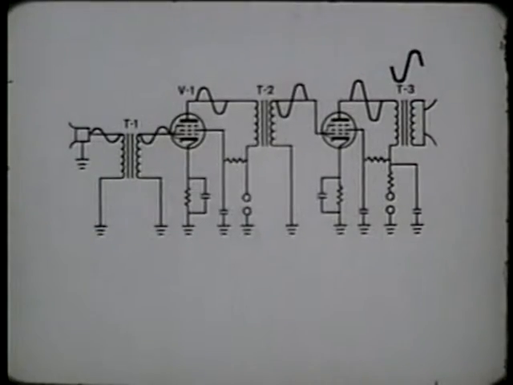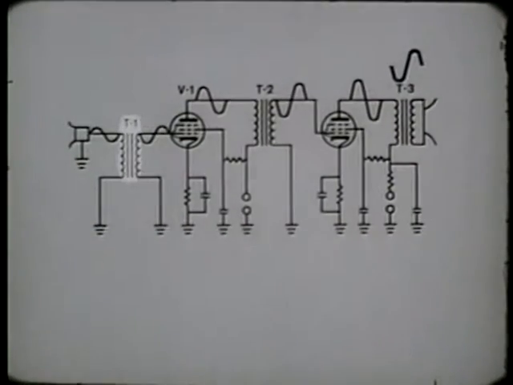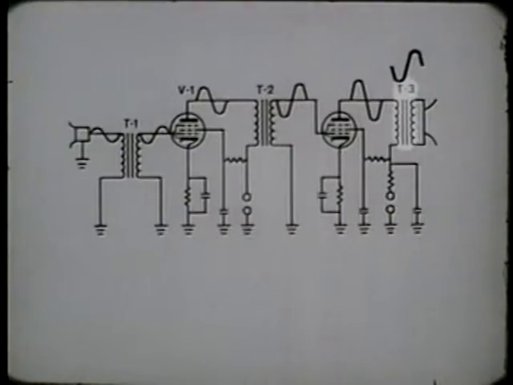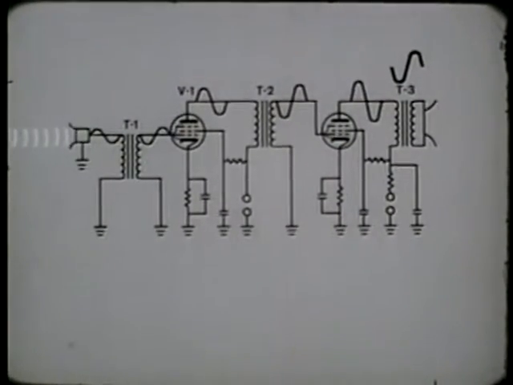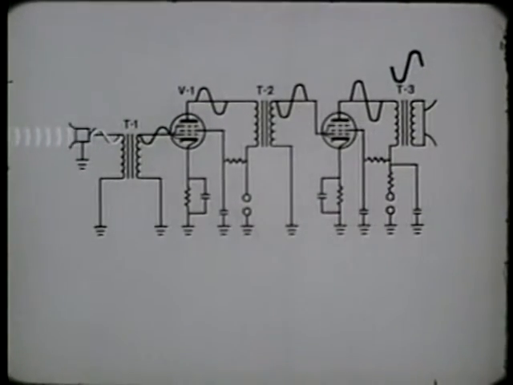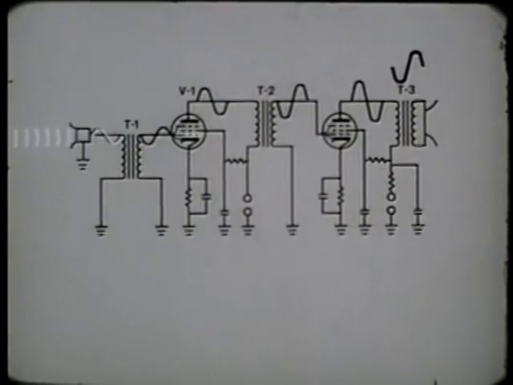To analyze the circuit, we can see that T1 and T2 are interstage transformers. T3 is an output transformer. When the microphone is energized, the very small voltage is stepped up through the interstage transformer and applied to the control grid of the first amplifier tube, V1.